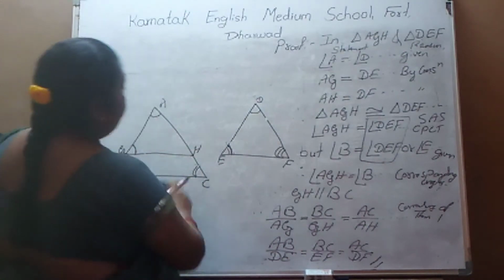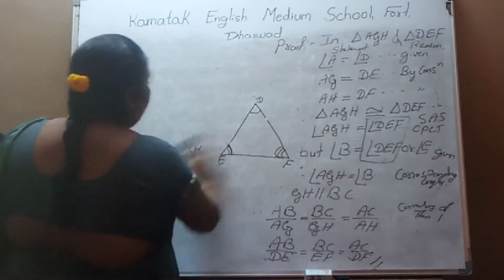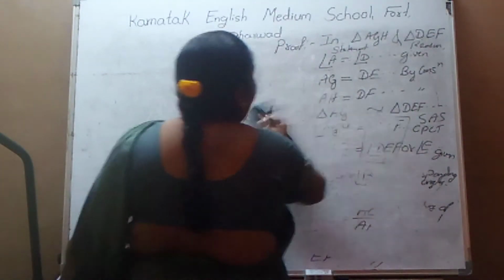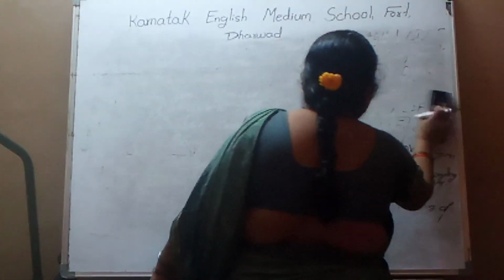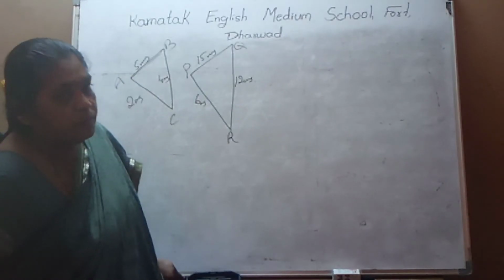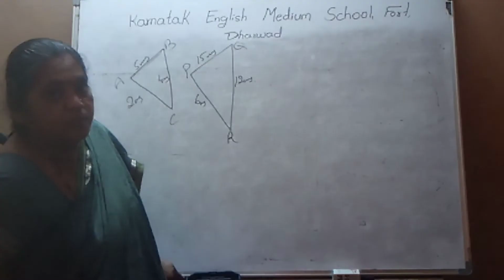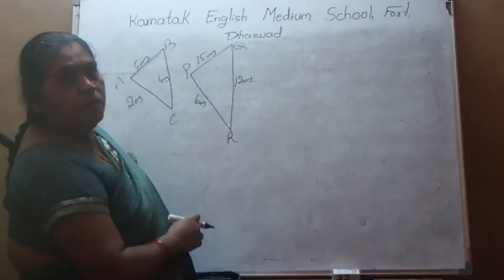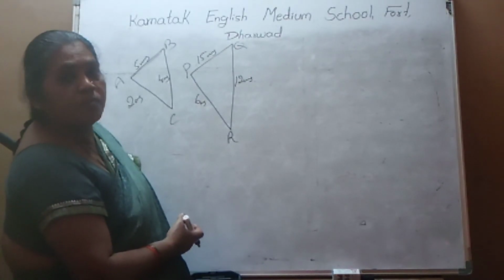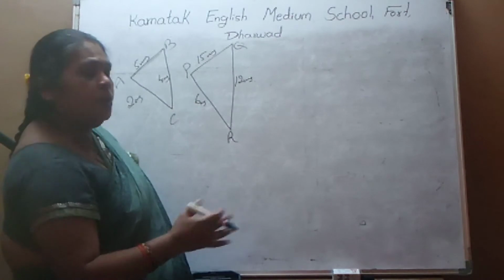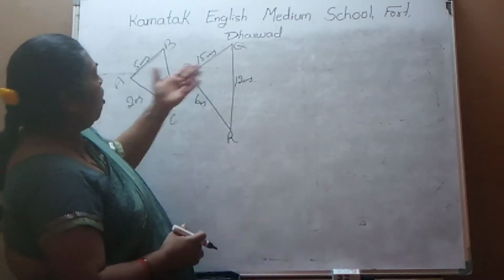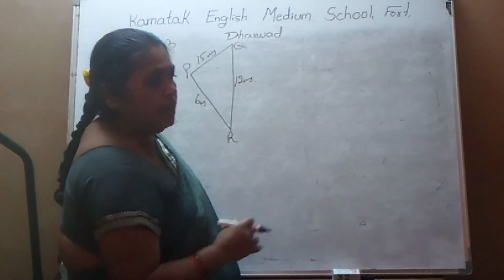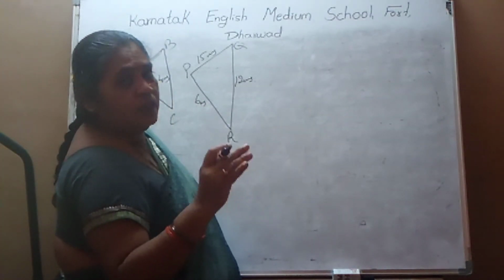Shall I go to another example? I'll give you one example. You solve this. You do this activity at home. I'll give you homework. You try this. You already learned how to construct a triangle.